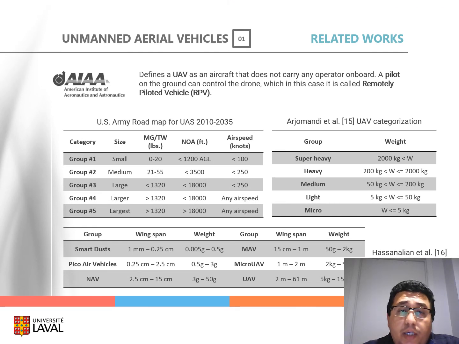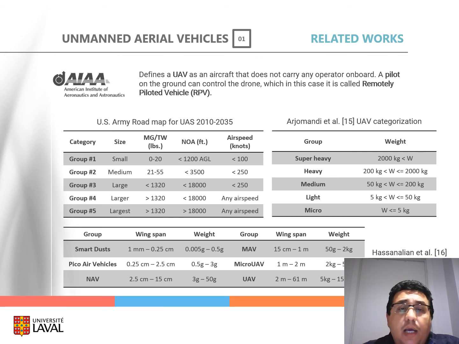The AIAA organization defines a UAV as an aircraft that does not carry any operator on board. However, a pilot on the ground can control the drone. But in this case, we call the device a remotely piloted vehicle, or RPV.